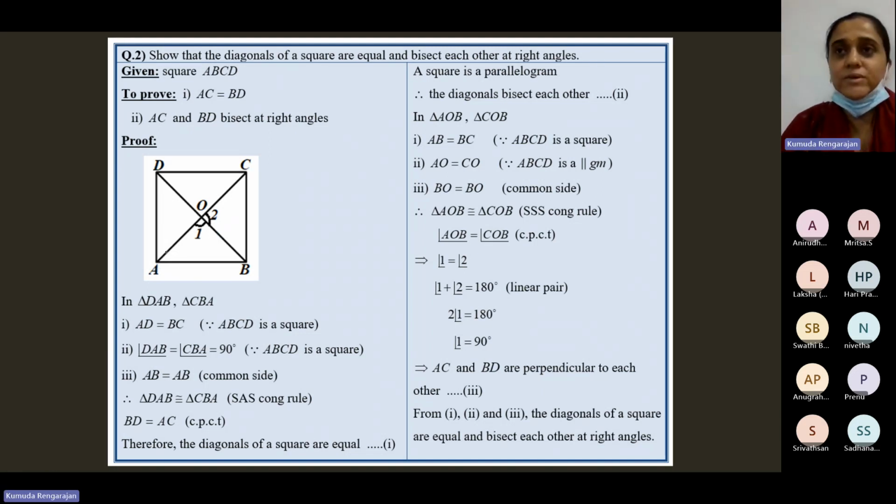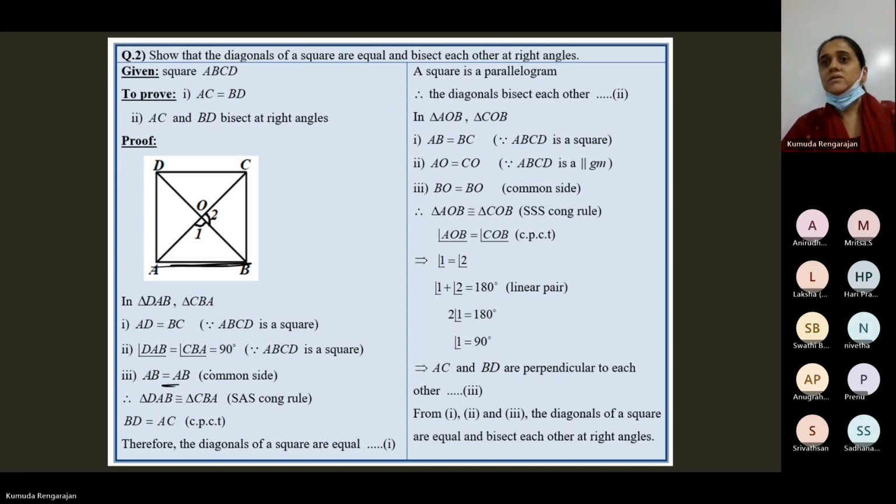So 90 degrees, because in a square, every corner is a right angle, and then AB is the common side. So the triangles are congruent by SAS rule. Two sides and the included angle. The triangles are congruent.